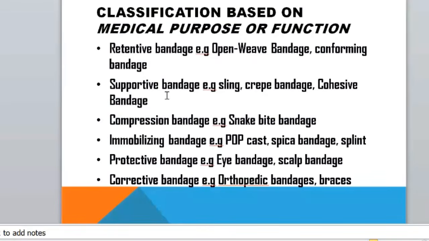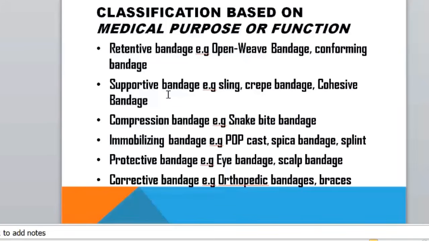So we use it to control. You can use it to reduce edema on a body part. You can use it to control hemorrhage. You can use it to improve venous circulation, venous return, or lymphatic circulation. So that's why we call it compression bandages.